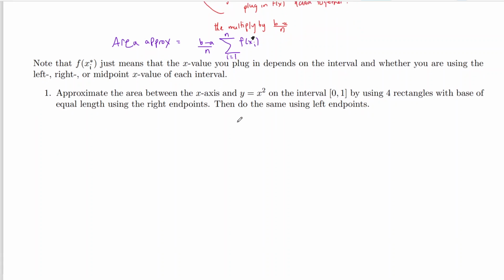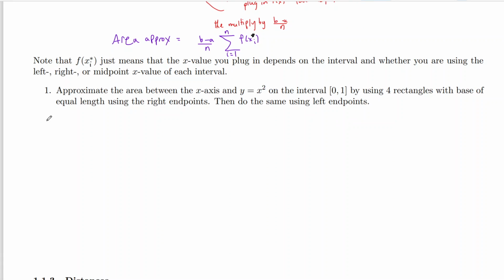All right, so what I want to do here is really just go through the example that we outlined in the previous video. We'll use 4 rectangles, but what we want to do is approximate the area between the x-axis and y equals x squared on the interval 0 to 1 by using 4 rectangles with a base of equal length. So this is really important, because if we didn't have a base of equal length, then we would need to make sure we go through and adjust.